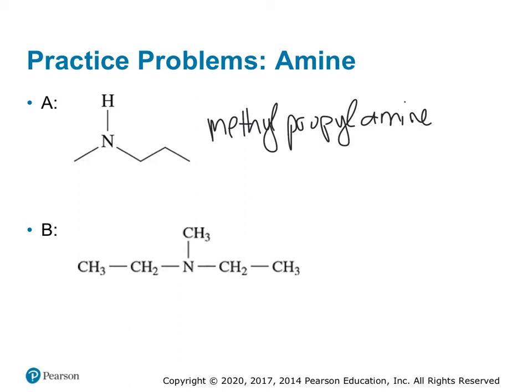Looking at the second one, I have 1, 2 carbons, that's an ethyl. Here's 2 more carbons, that's another ethyl, and then a methyl. So we would call this diethylmethylamine.